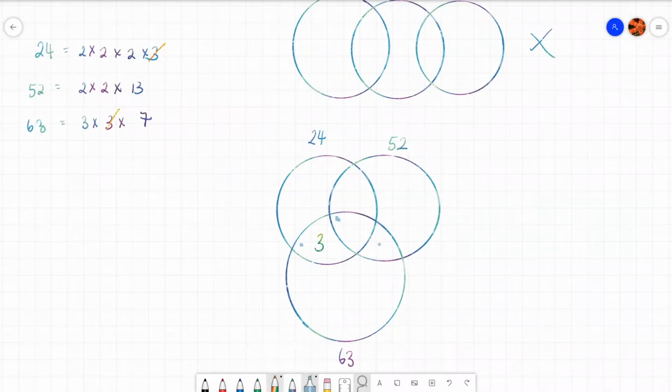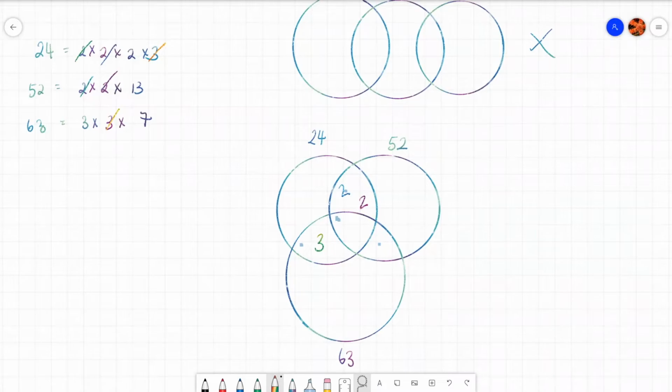In this one, it's the numbers that are the same in 52 and 63. 52 and 63 don't have anything in common, so nothing in there. And this one is the numbers in 24 and 52. Oh, we've got 2 in common. Oh, another 2 in common. And that's about it. So you do the things that are in common to the numbers first, okay?